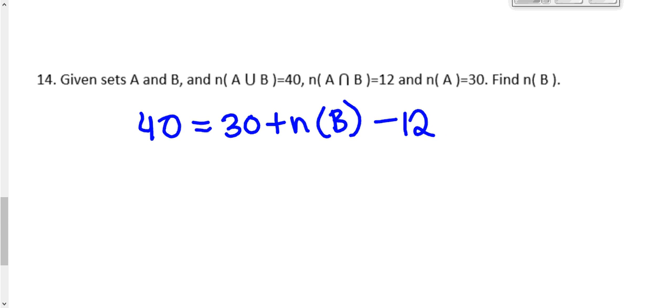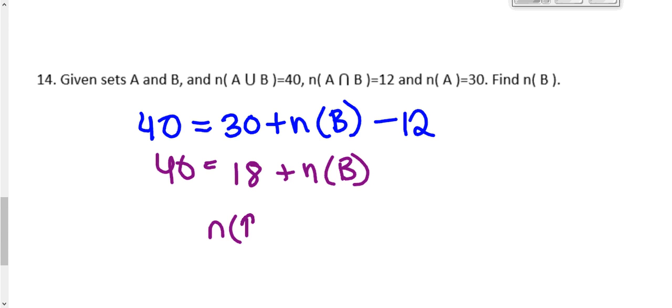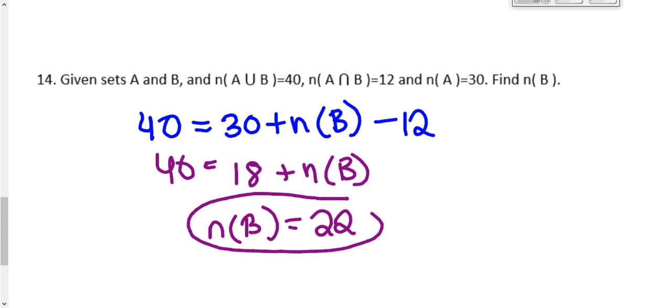So when we combine these, 30 minus 12 is 18, plus the number in B equals 40. So the number in B, 40 minus 18, is 22. And there's our answer. And that's it for these 4 problems.